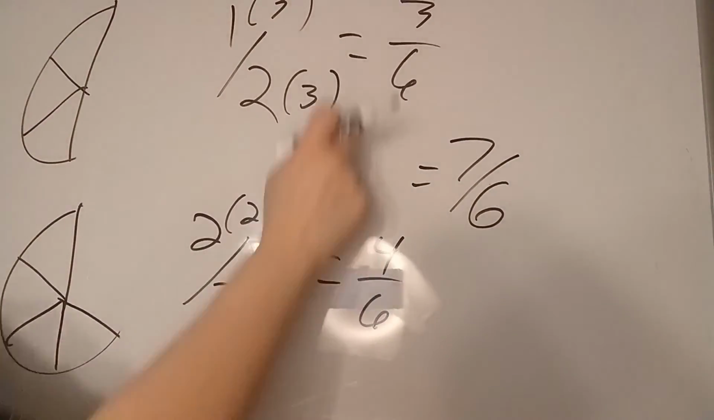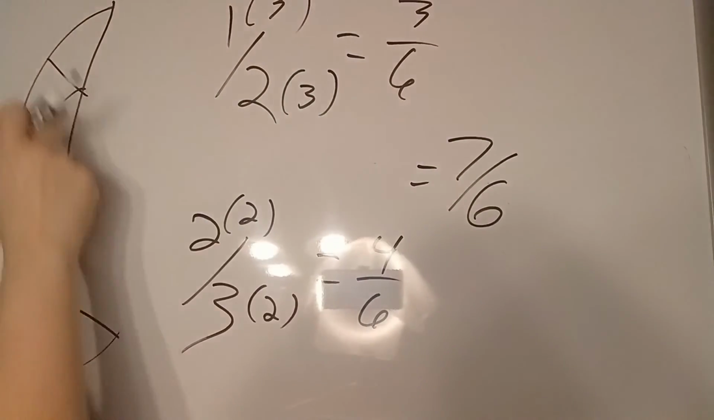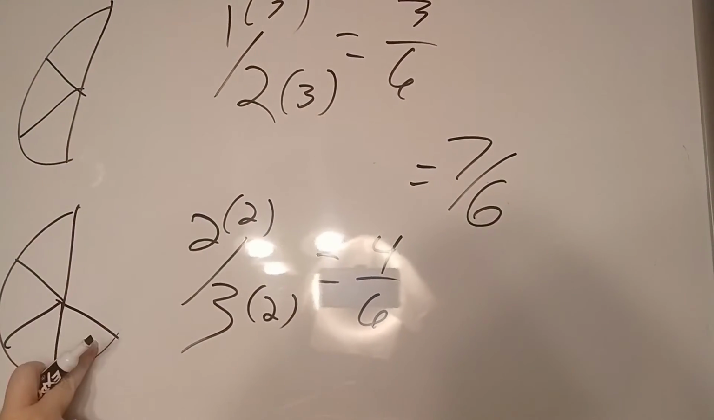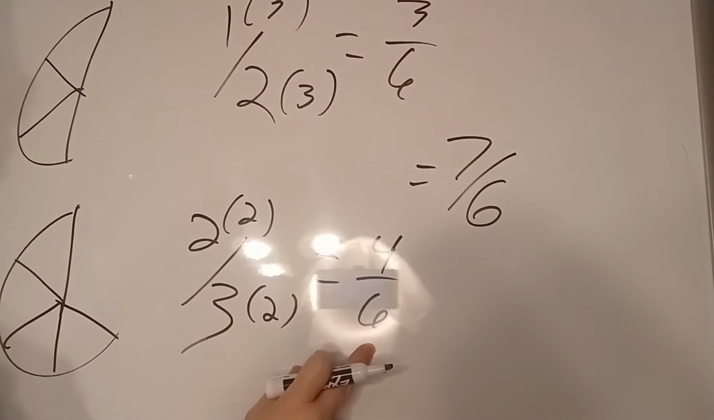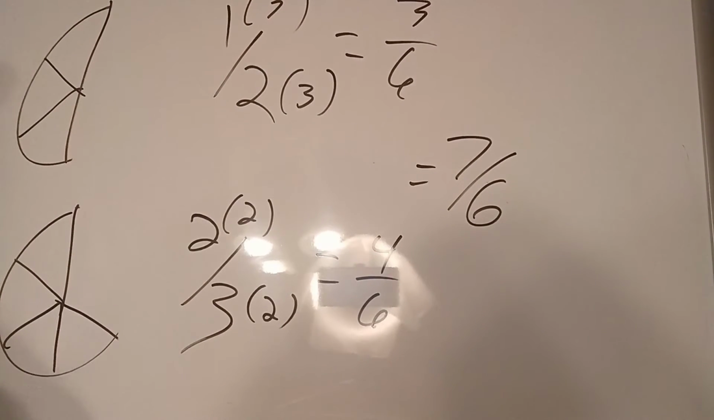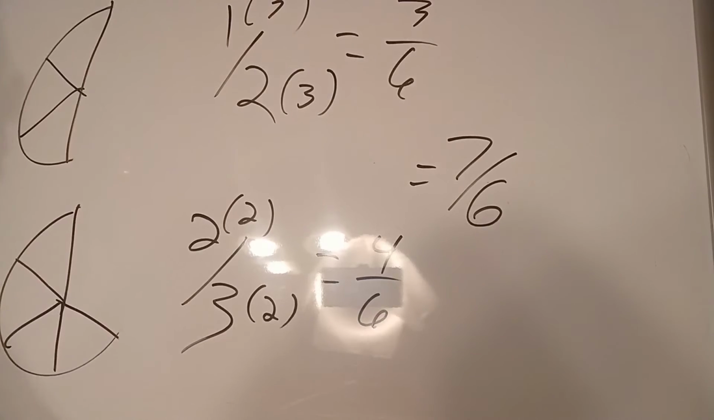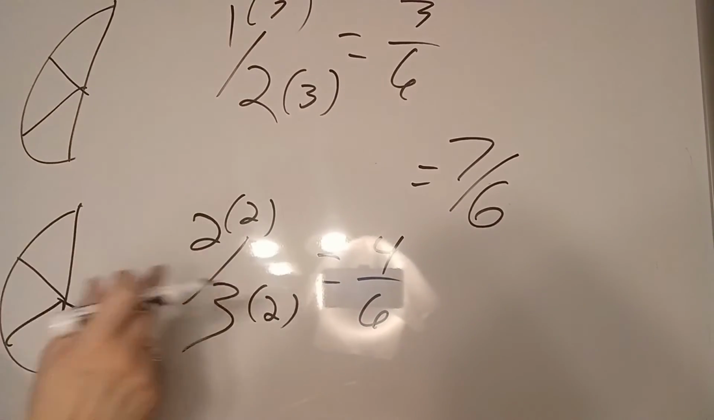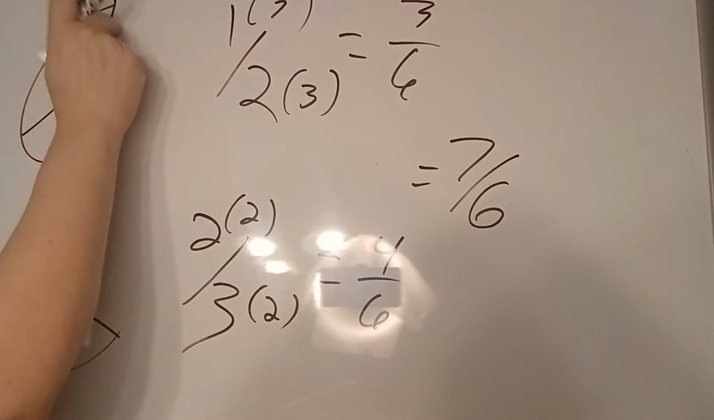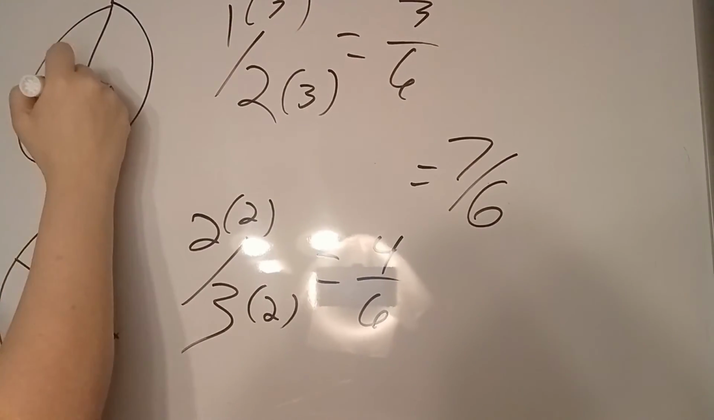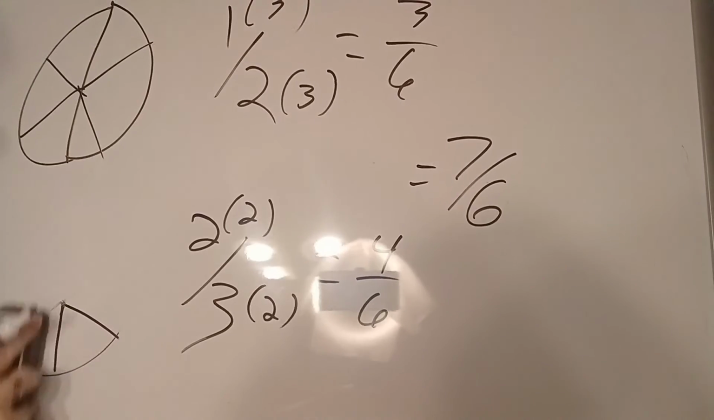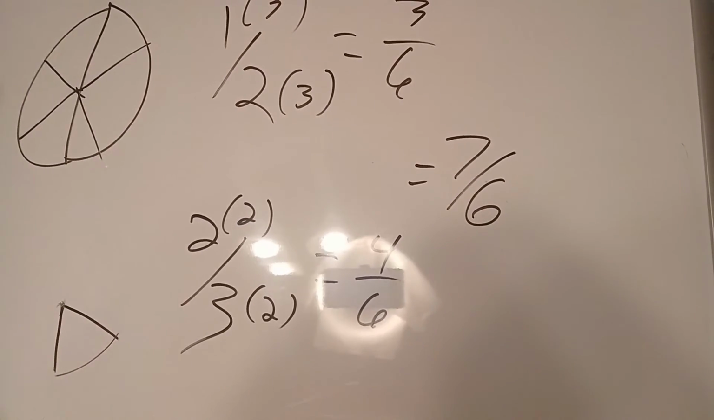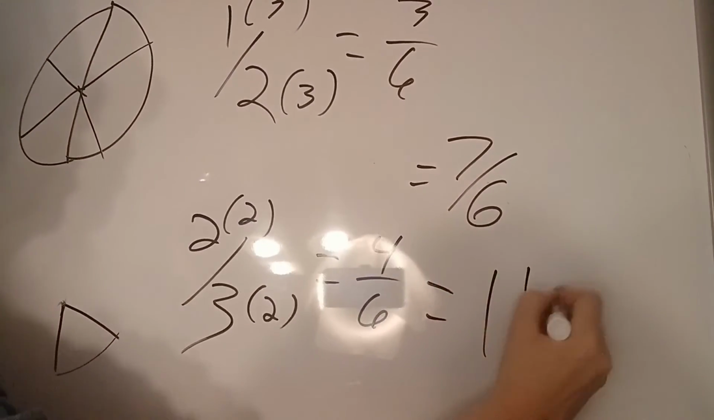We're adding the top because that's the number of pieces we have. But the bottom stays the same because that's the size of the piece. Then we simplify this. We take these 3 and we move them up here, and we have 1 and 1/6.